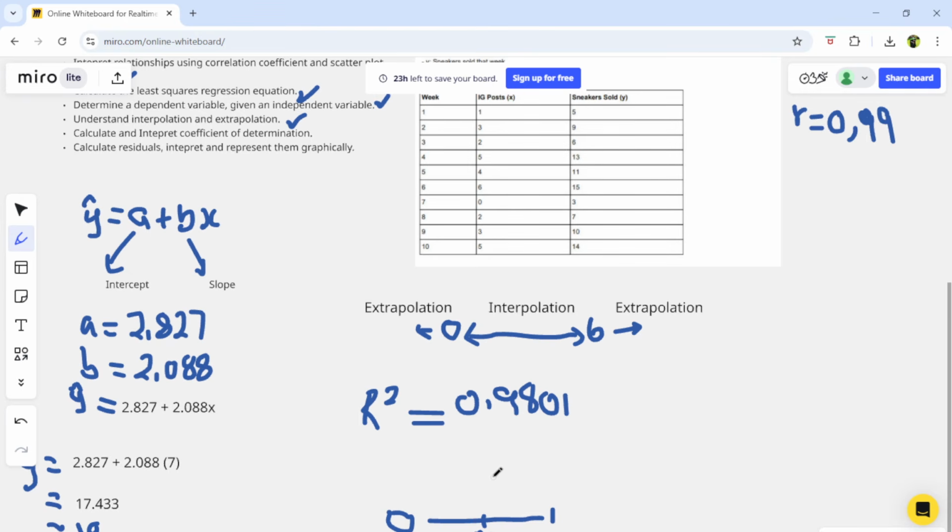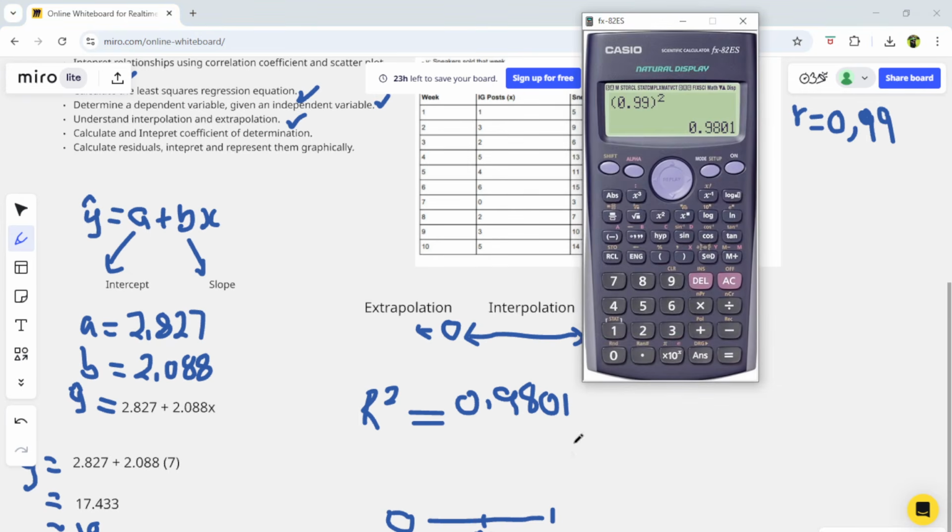Remember to put it in brackets. Let me just give you an example. If, for example, the correlation coefficient was minus 0.99 and you don't put it in brackets, you write it like this, minus 0.99, you're going to get a negative number. And that is actually going to be wrong, because the coefficient of determination we just established is always between 0 and 1. It is never negative. So if it was like this, then you should put it in brackets.